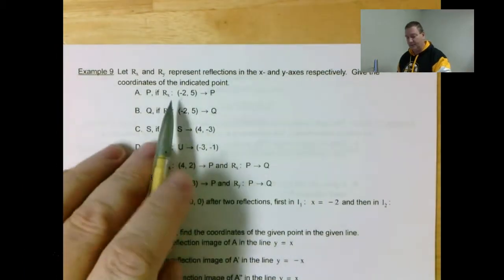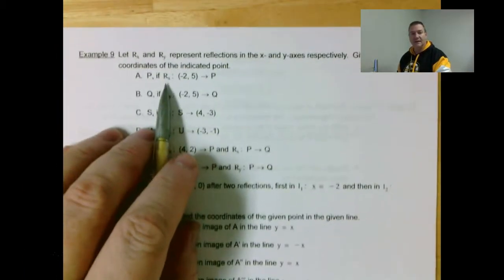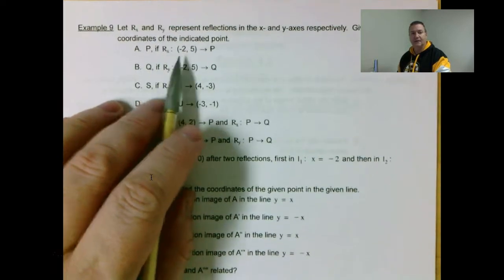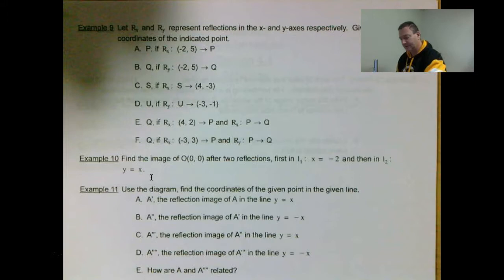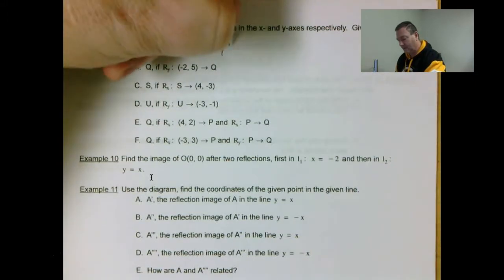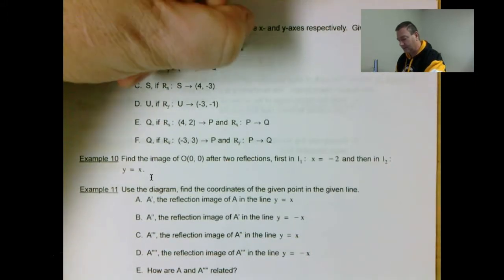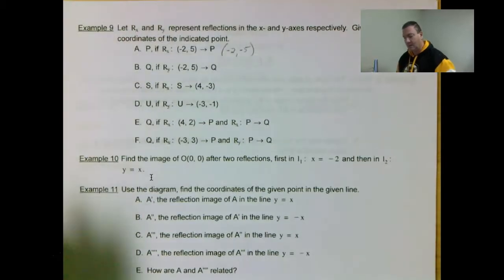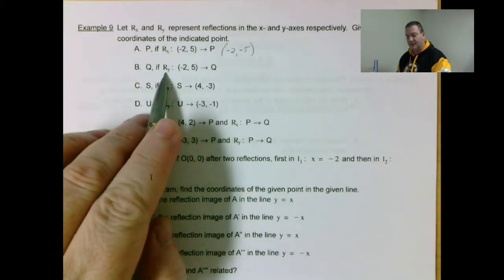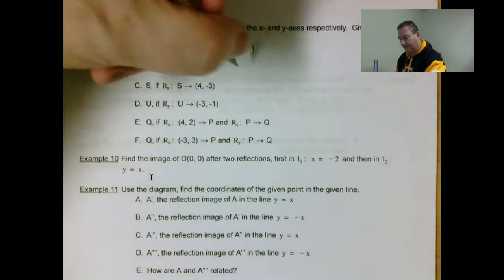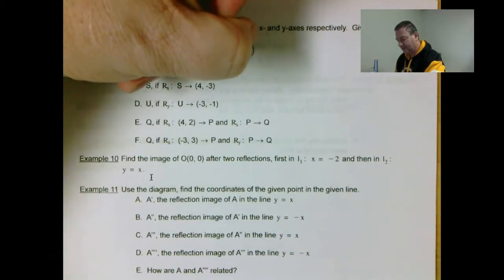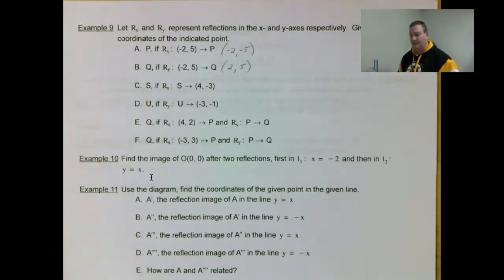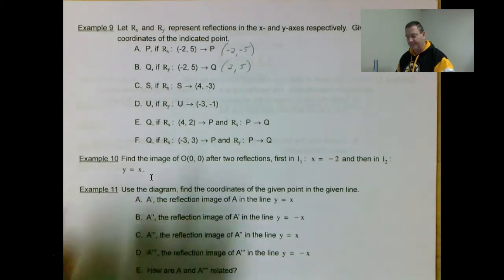Let's now do that. So if we're doing a reflection in the x-axis of -2, 5, then the y-coordinate changes. So point P will be at -2, -5. We're going to do a reflection in the y-axis of the same point, and the x-coordinate changes its value, so it becomes Q has coordinates 2, 5.